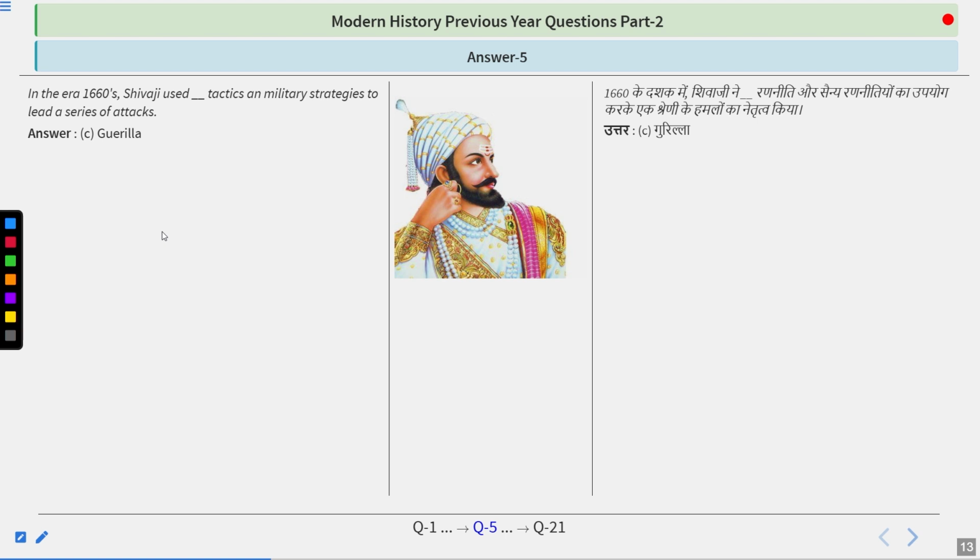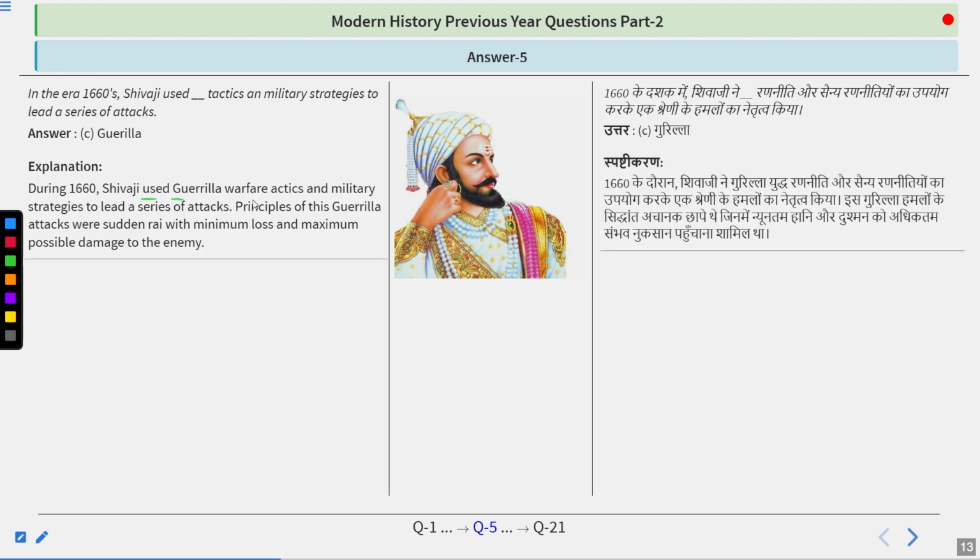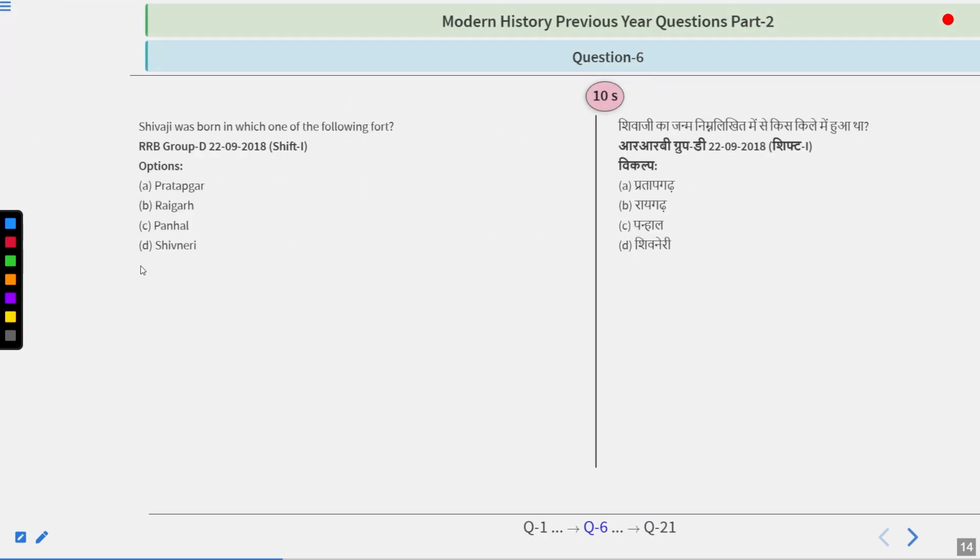And the answer is guerrilla. So during the 1660s, Shivaji Maharaj used guerrilla warfare tactics and military strategies to lead a series of attacks. The principle of these guerrilla attacks was sudden rise, minimum loss and maximum possible damage to the enemy. So do remember guerrilla. Guerrilla was the warfare tactic that was used by Shivaji Maharaj. This type of tactic was the thing because of which the Mughals were majorly not able to defeat the Marathas, and also the same situation was there in the Ahom. And apart from that, one more factor was the terrain of these areas.